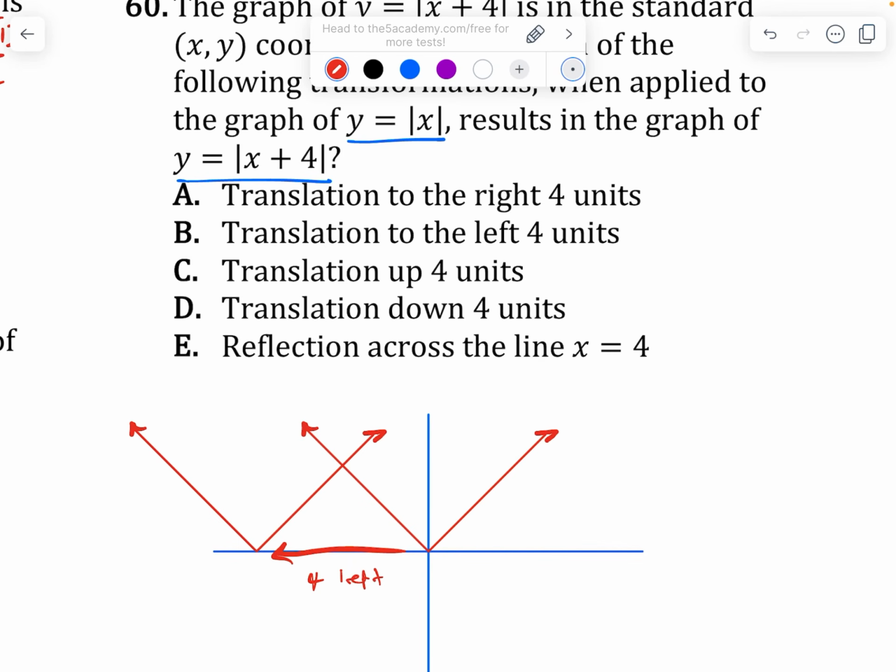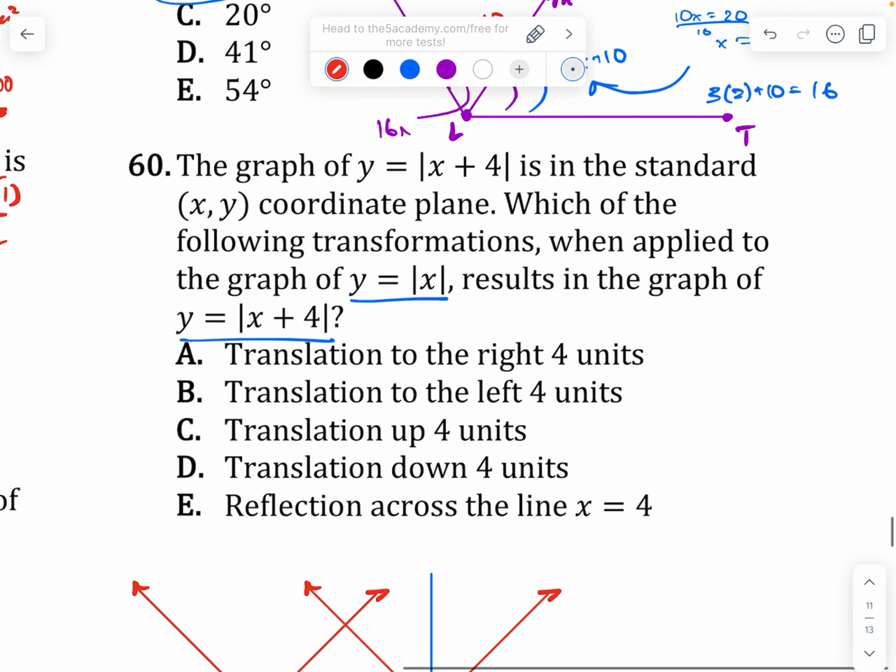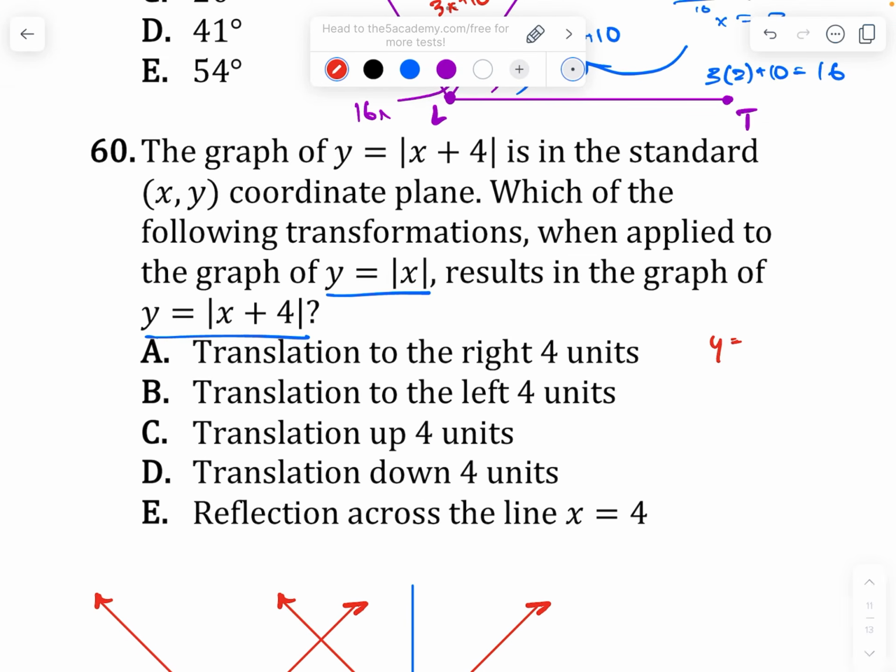Now, if it's not, how do you know this? Well, there's a difference between if I said y equals absolute value of x plus 4 versus y equals absolute value of x, plus 4. Whenever you apply the plus or minus transformation to the x itself or within parentheses or within an absolute value, it's going to go left or right. And if you see positive, that means it's going left.